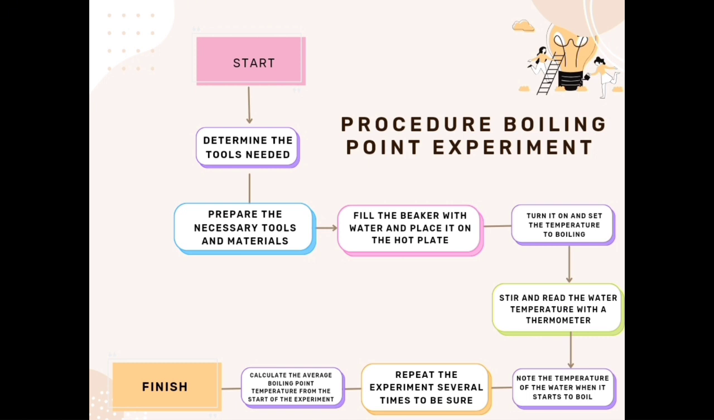After conducting several experiments, calculate the average boiling point temperature that you have recorded since the beginning of the experiment and the finish. This is the final step in the experiment. Once all steps are completed, the experiment is considered complete.